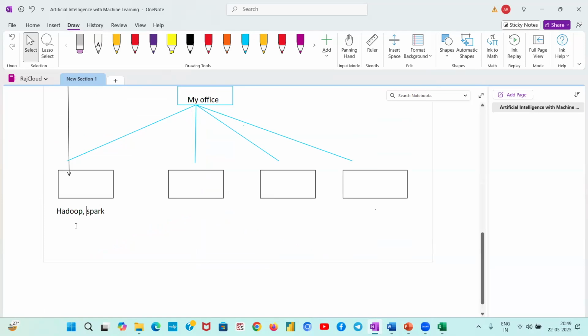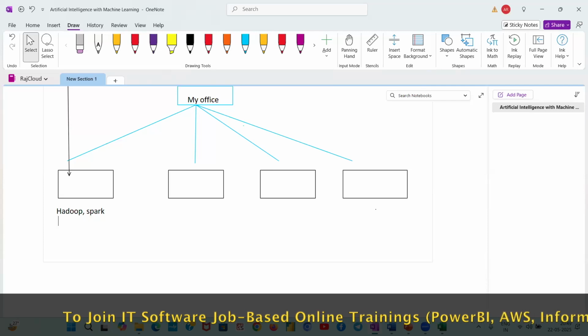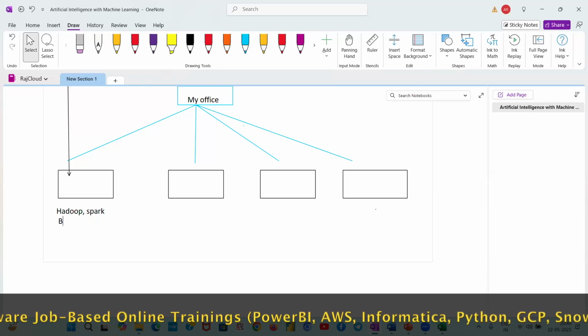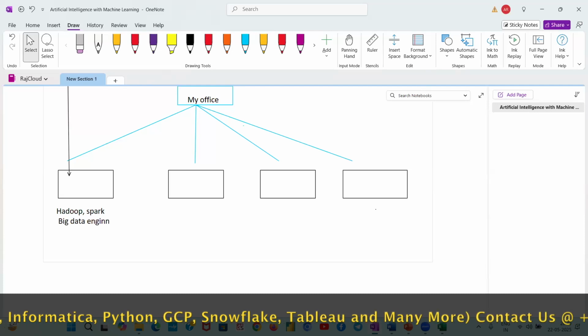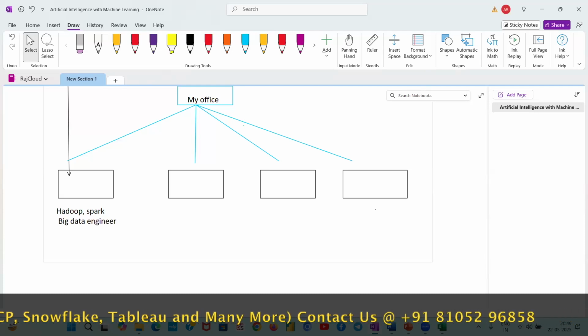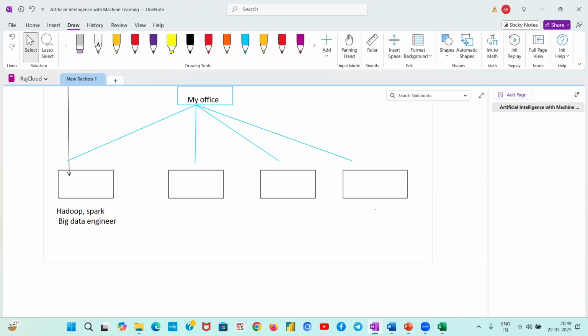There are so many tools, MongoDB and all. I'm only writing some of the tools. However, these people are working on these services and bringing the data here. So what do we call them? Big data engineers. The people who are working on the database and getting the data into their own platform are called big data engineers. Then what's next?